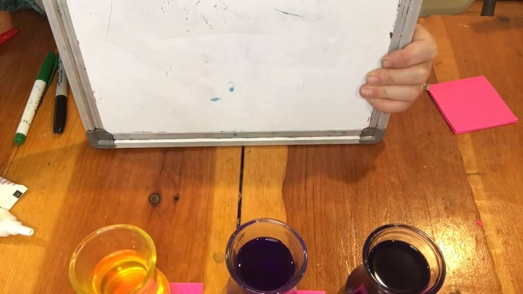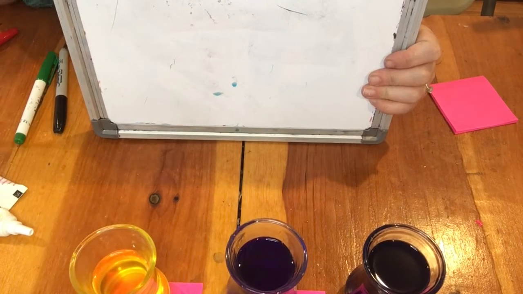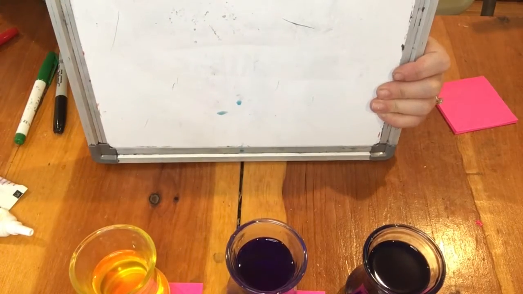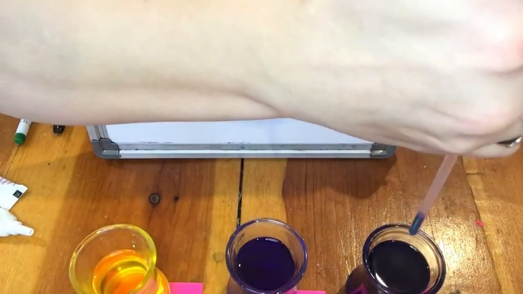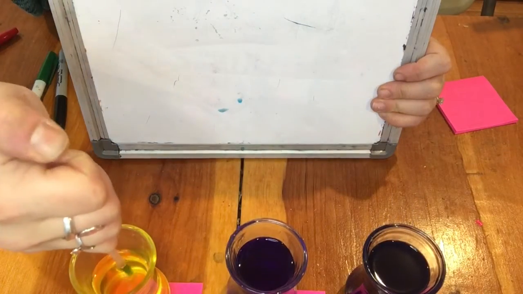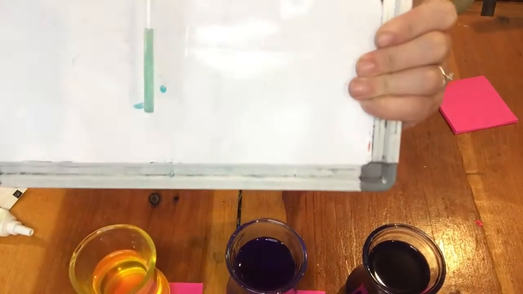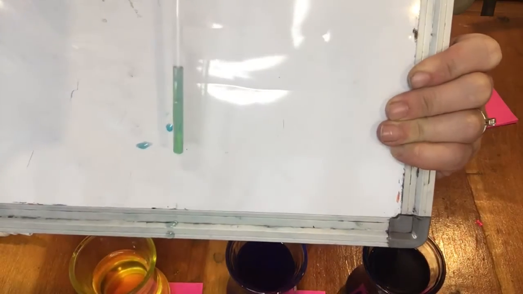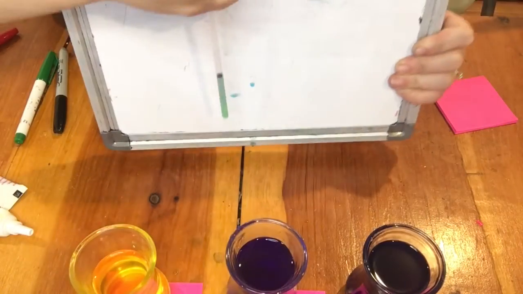Let's say we had it backwards and we went in the wrong order. So instead of going from solution 2 to solution 1 to solution 3, we went 3, 1, 2. And here we really see no separation of our different layers in our density column.